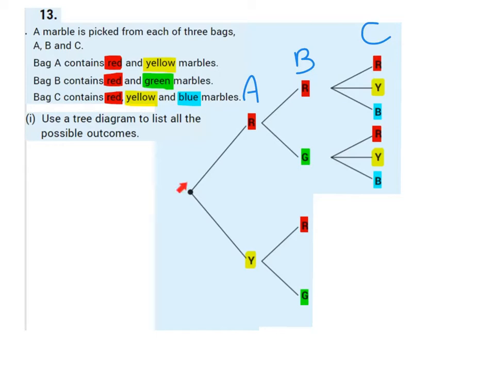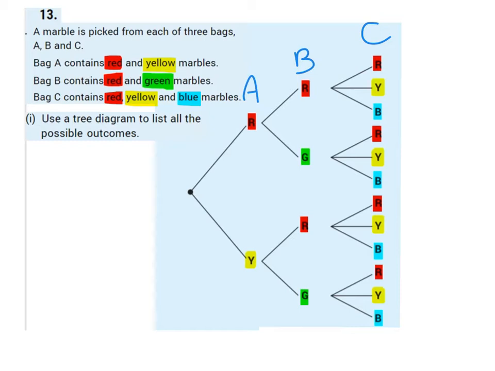Okay, so what if we'd actually chosen a yellow marble for bag A and then a red marble from bag B? What are our possible outcomes for bag C? Again, we've got 3, so we're going to have 3 branches come out of R, and they're going to be red, yellow or blue. And the only other way we could do this is by choosing a yellow marble from bag A, a green marble from bag B, and then that leaves us with, again, 3 possible outcomes, so 3 more branches for bag C. And we're going to colour them red, yellow and blue.